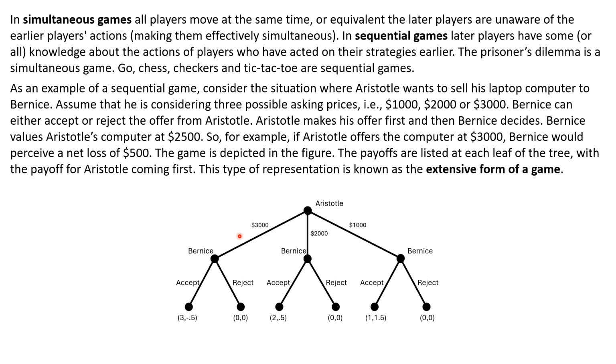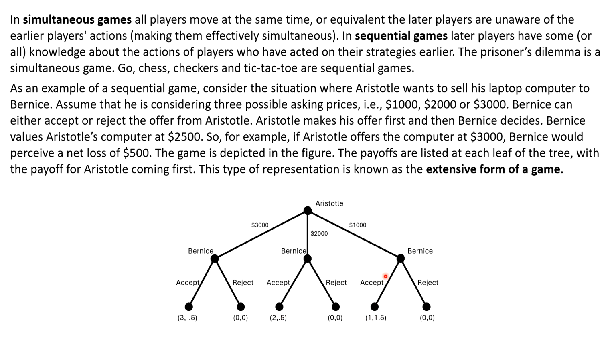If Aristotle offered a 3,000 and Bernice accepted, he would perceive a profit or a payoff of 3, and Bernice would see this as a negative 500, or what I represented here as minus 0.5. If she rejects in any of these 3 cases, it's 0 and 0, and neither side gains or loses. In the second case, if Aristotle offers it at 2,000, then he would have a profit of 2 or a payoff of 2, and Bernice would see it as a profit or an advantage of 0.5 or $500.